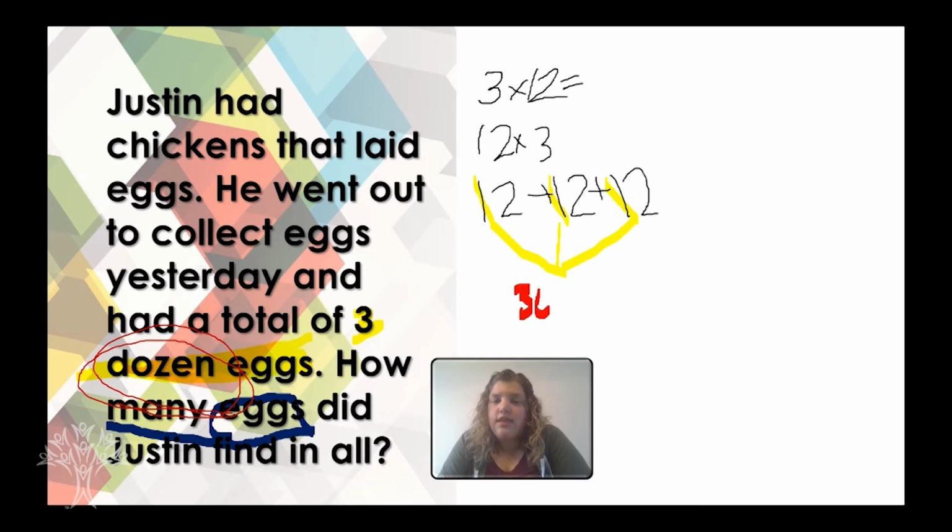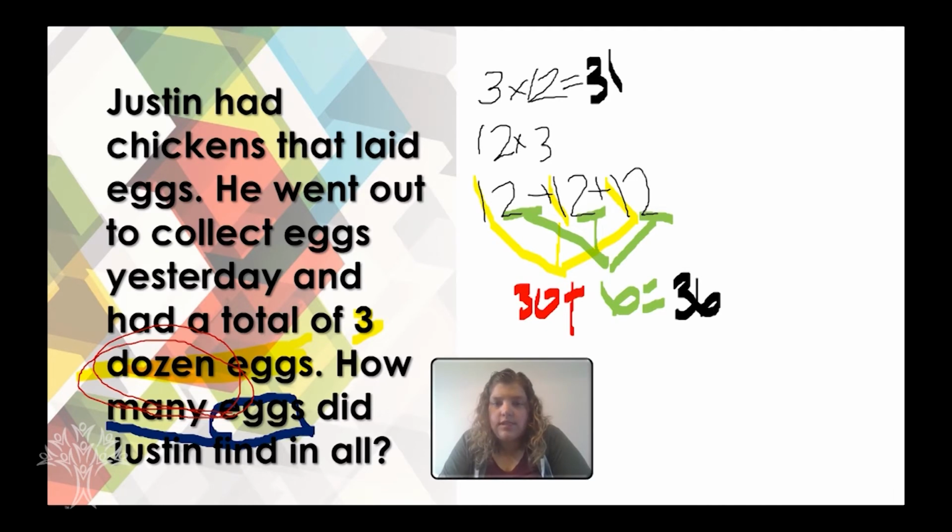Perfect. I would have 30 in those tens. And then if I looked at my ones place, I have 2, 2, and 2. So 2, 4, 6. So 30 plus 6 equals 36 as my answer. So 3 times 6 does equal 36.